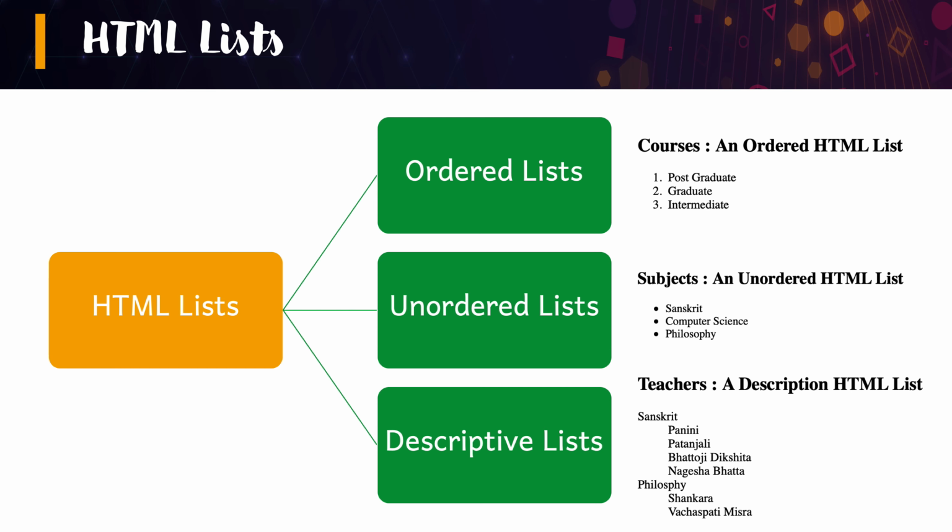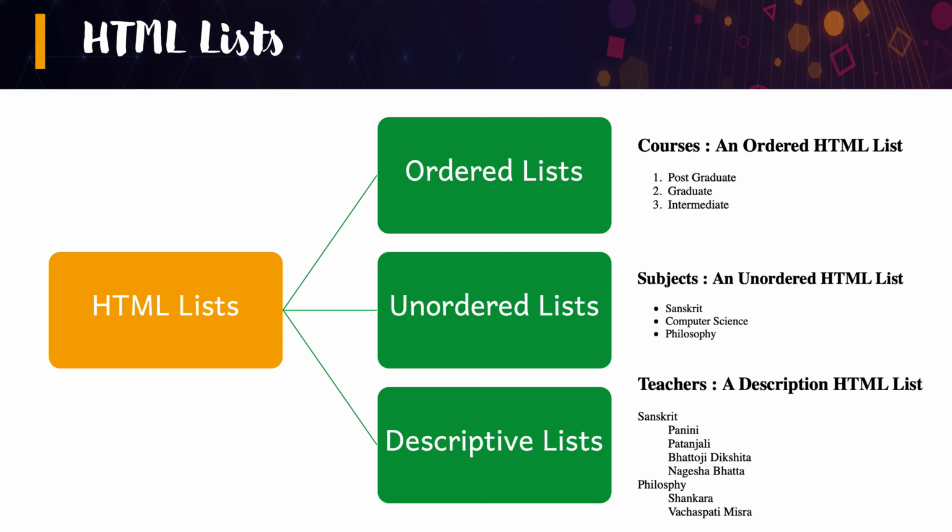The next one is called an unordered list. An unordered list is what we usually call a bulleted list. Again, there is an example out there. What are various subjects that are offered in a particular college? There is Sanskrit, there is computer science, and there is philosophy. Note that there are no numbers against these items. They are just bullets, which means that the order is not much of an importance. That is what is conveyed over here.